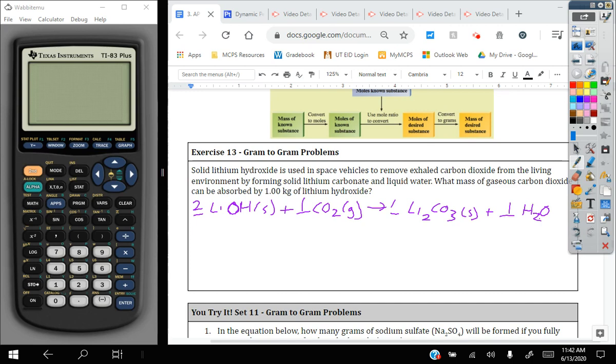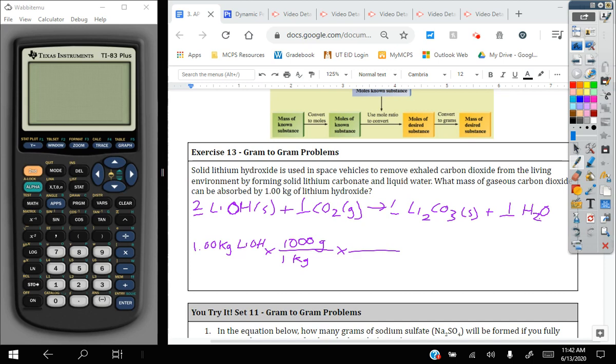All right, so I have 1 kilogram of lithium hydroxide, and there's 3 significant figures there. Now, kilograms is not really useful for us, so my first step is to work in some metric conversions. 1 kilogram I know is equal to 1,000 grams. So I'm going to convert it to grams first, and then I can do my gram to mole conversion.